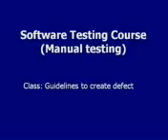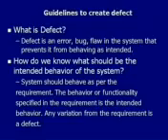First of all, let us start by understanding what is a defect. A defect is an error, bug, or flaw in the system that prevents it from behaving as intended. So if the application does not behave as intended or as expected, then it is known to have a defect.